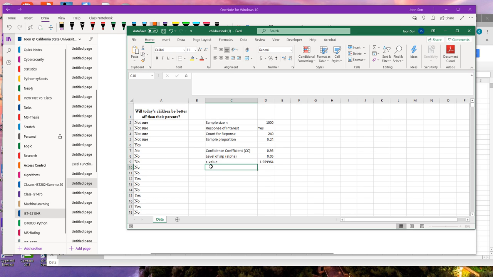Now, once you have a z value, we can compute the standard error, SE, which is what?